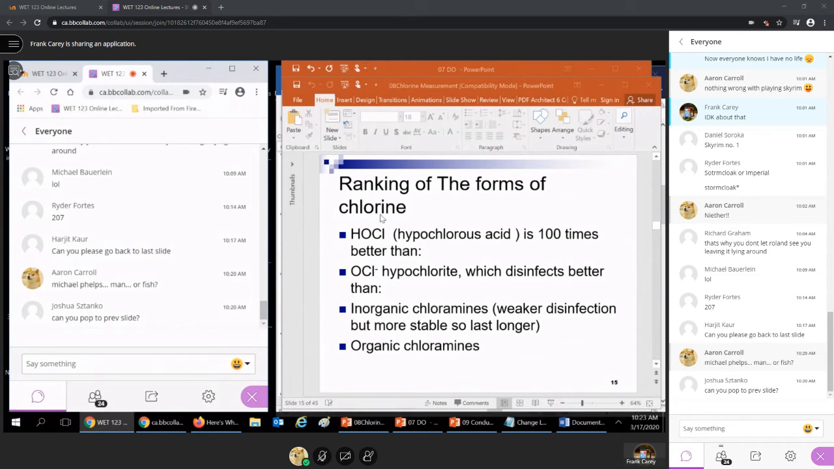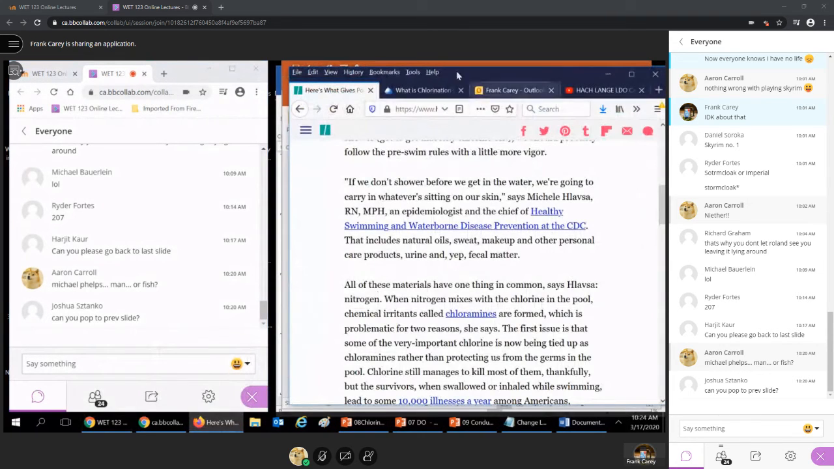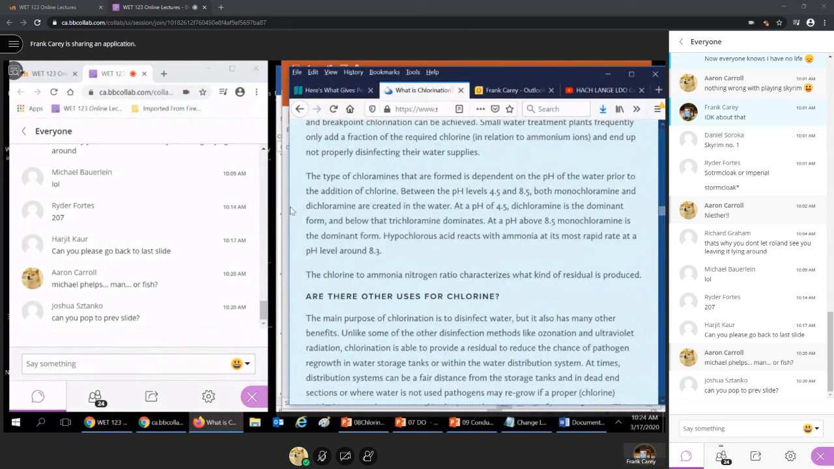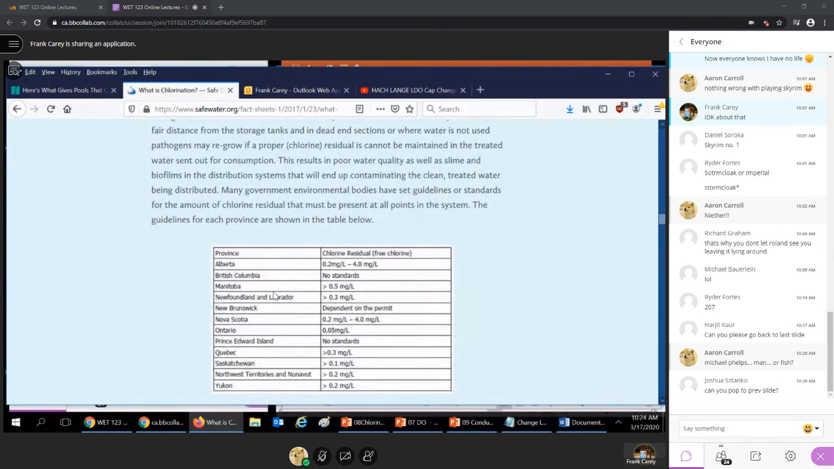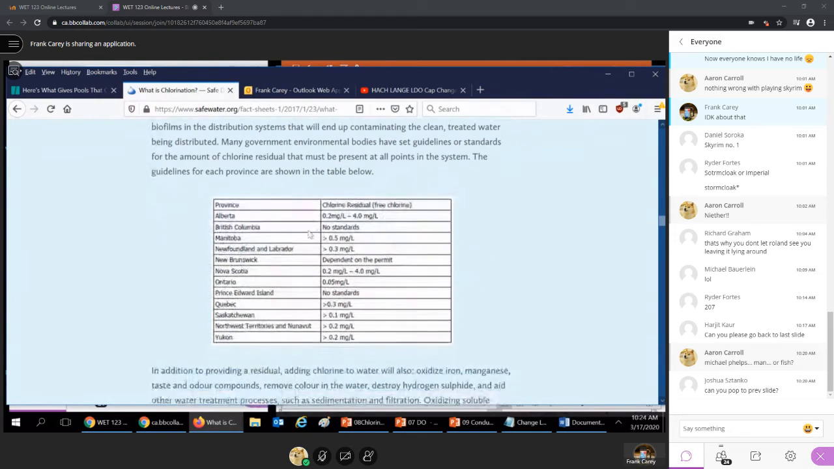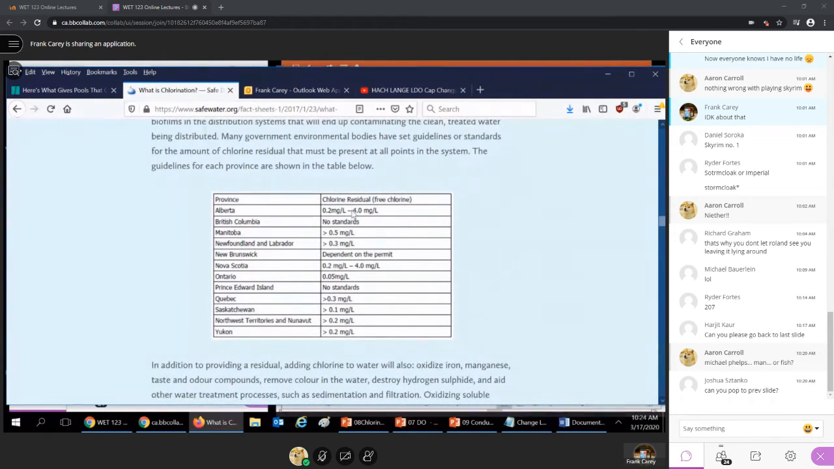So we have to talk, of course, about residual amounts in pipes. And I'm going to just very quickly switch over to this page. Now, this is at saferwater.org. And these are the chlorine residuals for each province. Now, you'll notice that BC does not have standards.